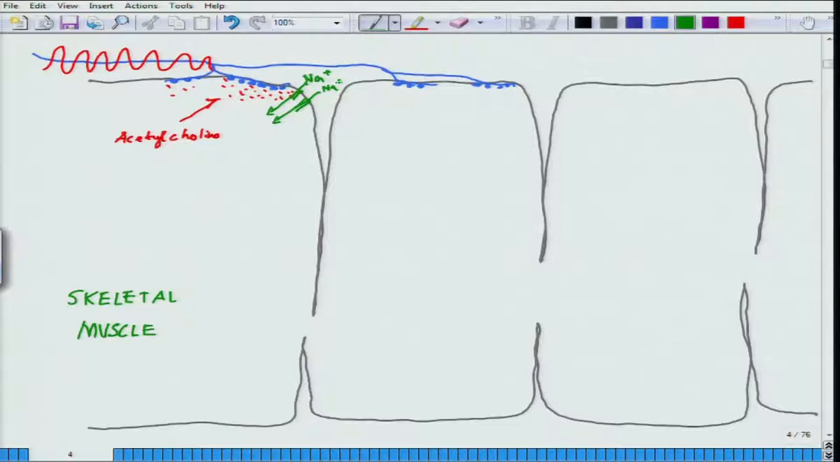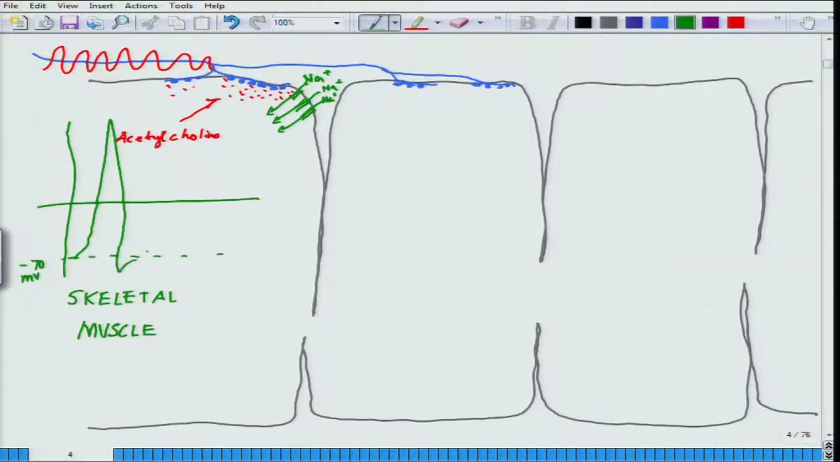After this, it is clear to all of you. There are a lot of cations which are entering. The entry through the cation channels leads to an action potential in the muscle. If the muscle was sitting like this, at minus 70 millivolts, this will lead to an action potential in the muscle like this.